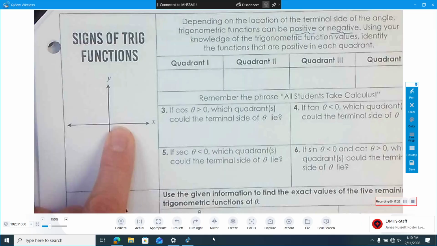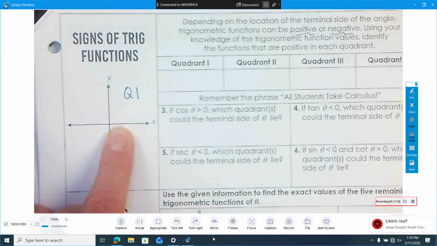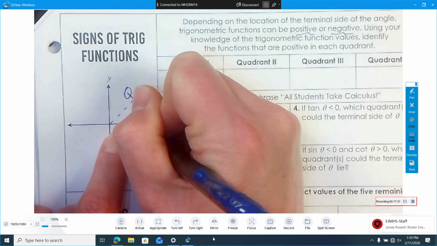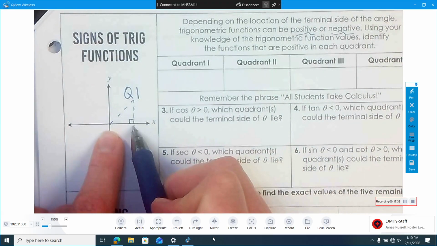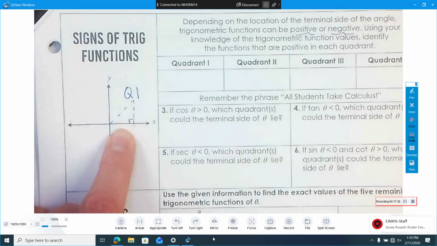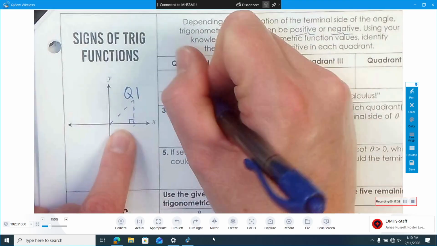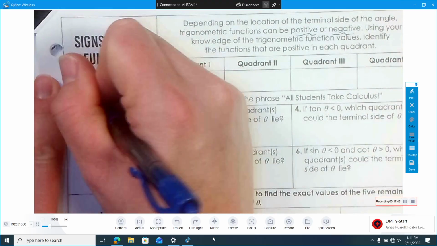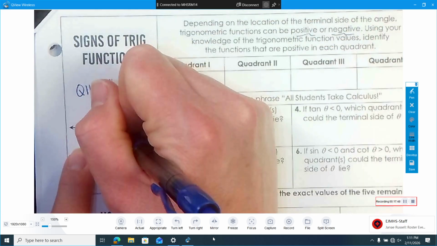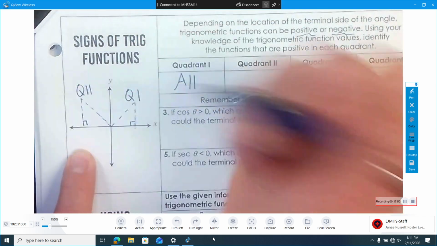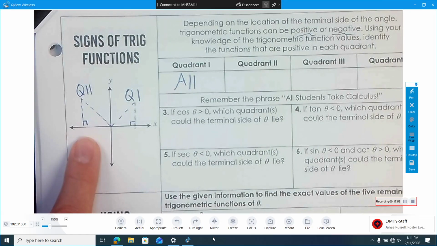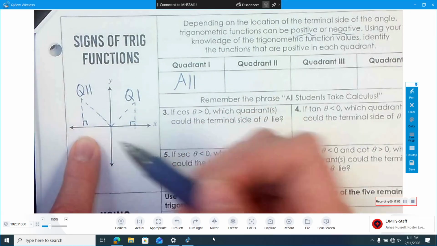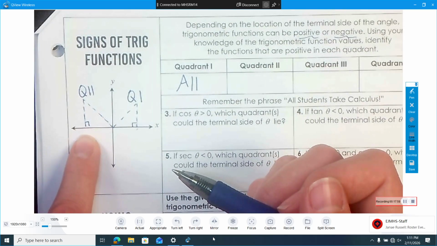And so when we look here in quadrant 1, we know that that little triangle has positive x and a positive y and a positive radius. All the ratios are going to end up being positive. If we're here in quadrant 2, only the middle 2, so what's middle 2? Which ones are going to be positive?